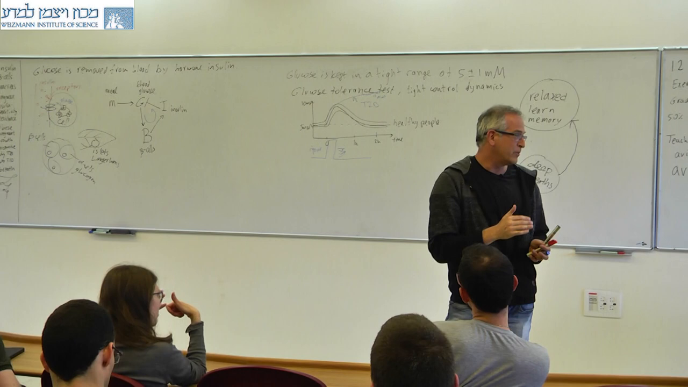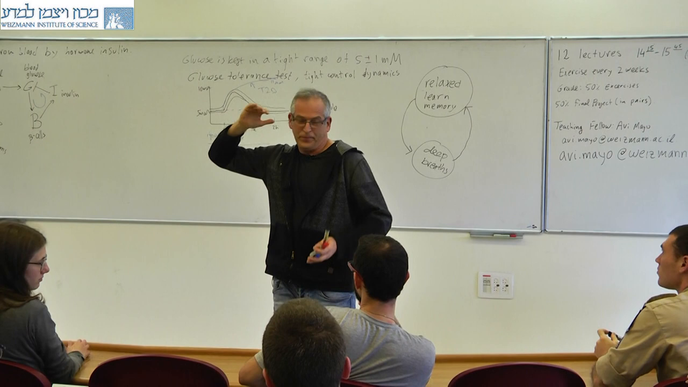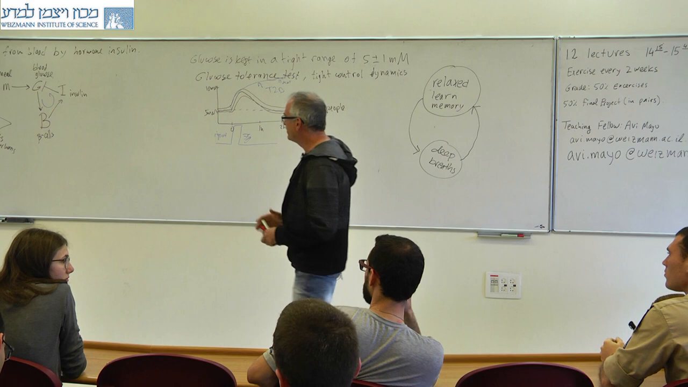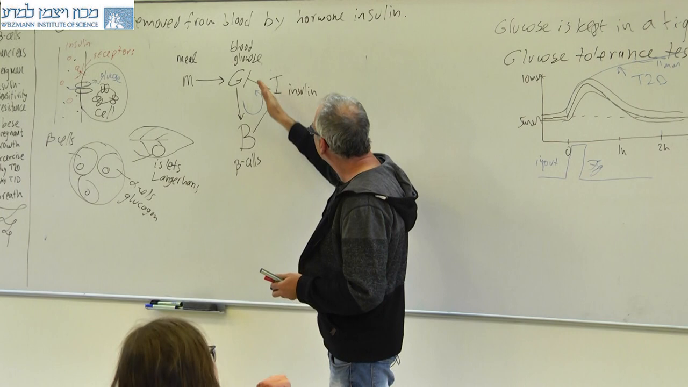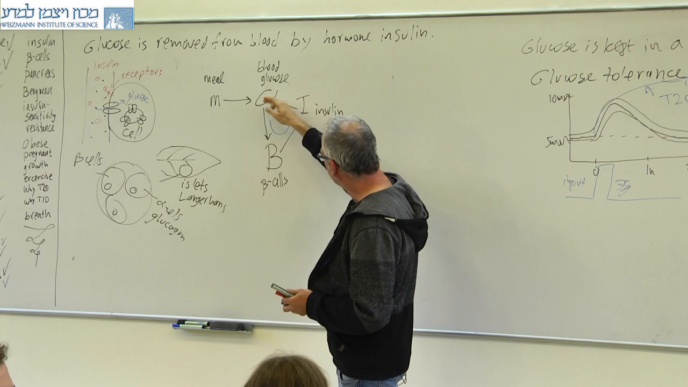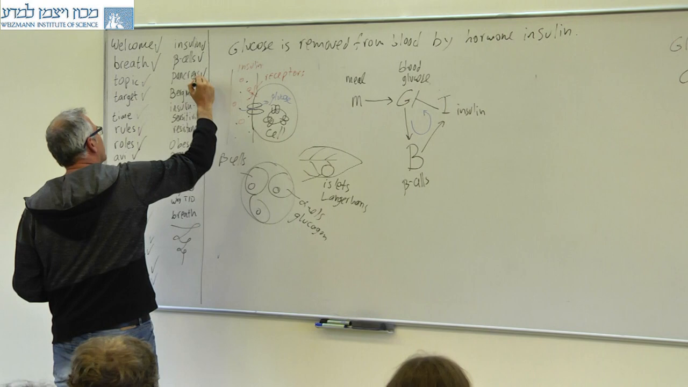There are PhDs and PhDs of information about this pathway. I'll give you the essentials. These beta cells sense glucose, secrete insulin, which lowers glucose: negative feedback. So where are we? Insulin, beta cells, pancreas. Okay, we're here.